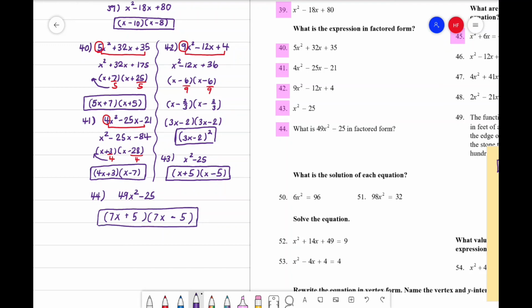If you struggled with 43 and 44, this would be factoring special cases, if you need to go back and watch those videos.